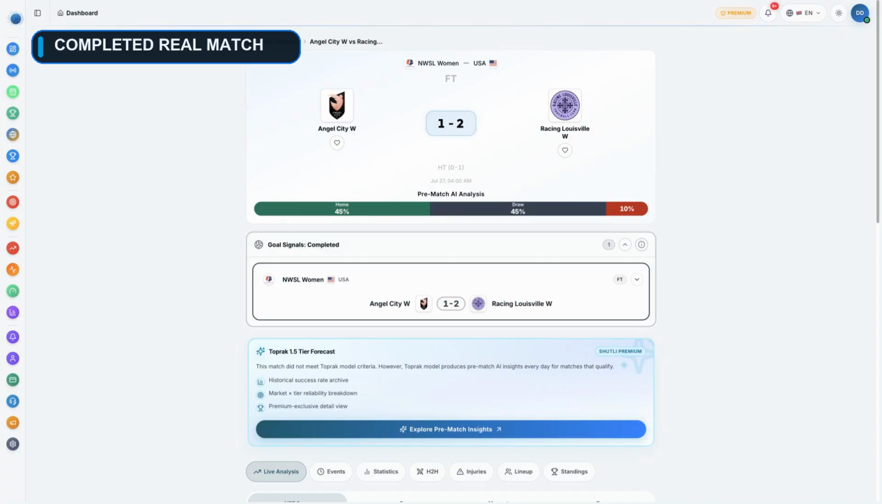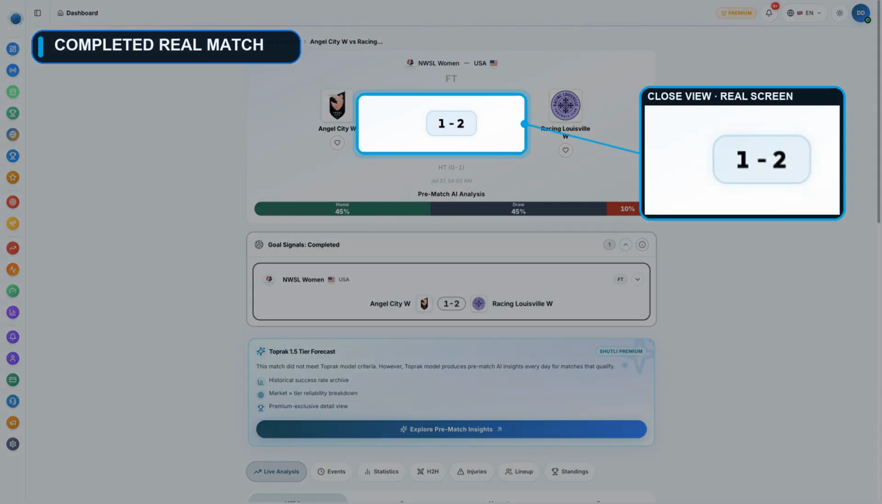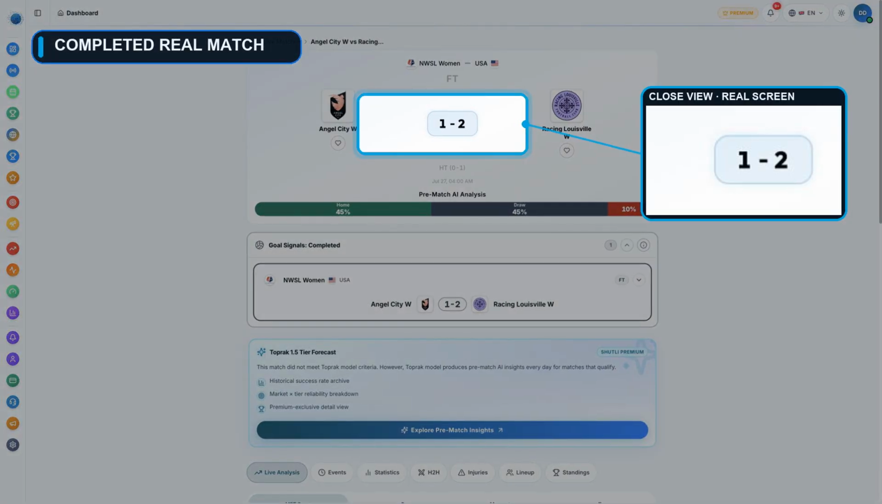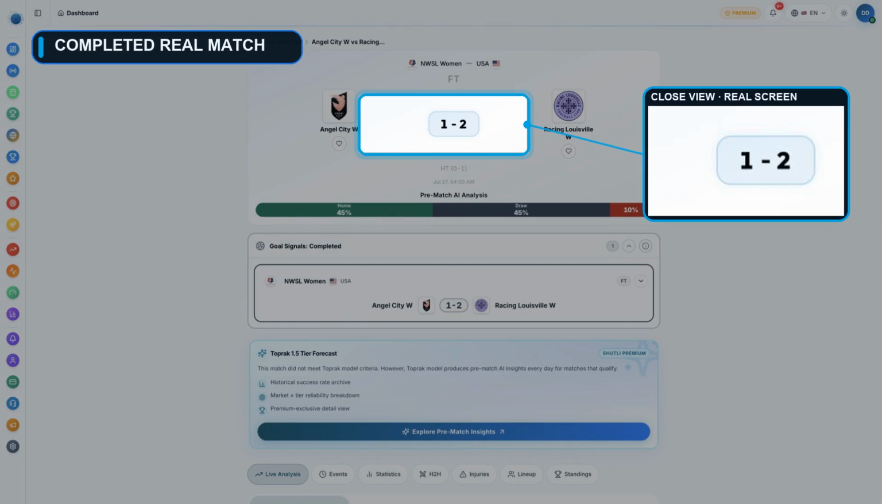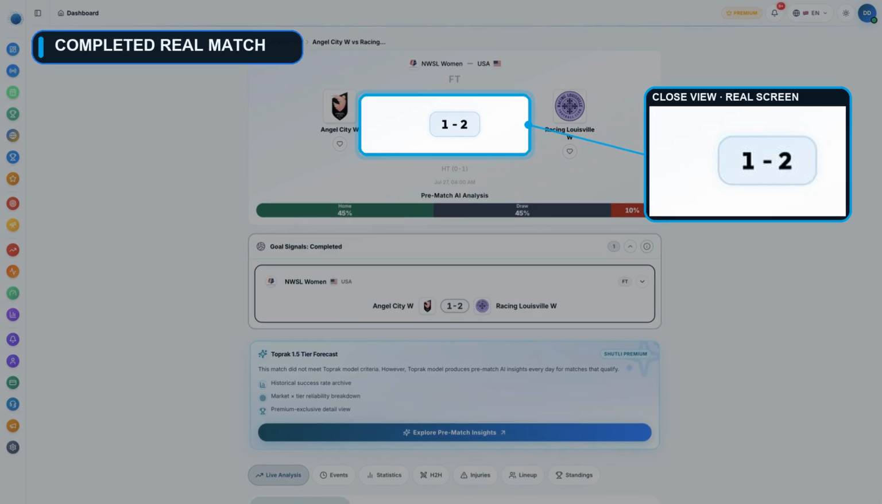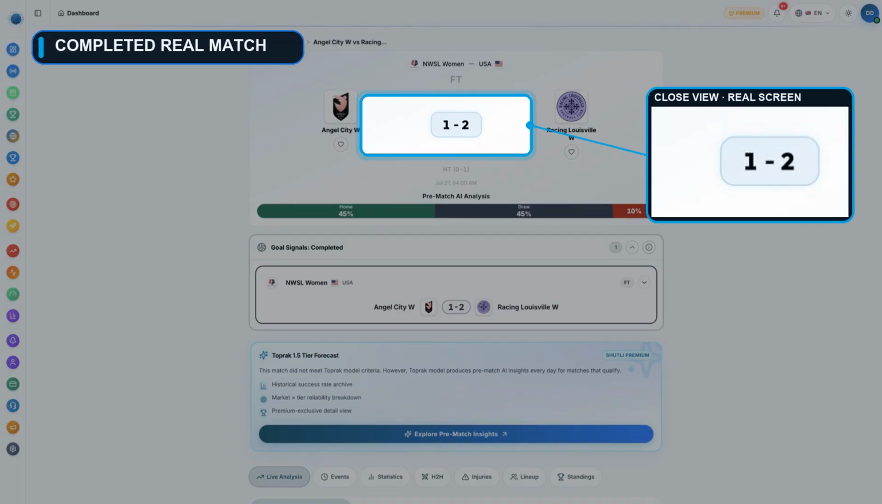what it does not. Our example is the completed real match between Angel City and Racing Louisville. It ended 1-2. Because live values change continuously, a stable, completed example lets us show each area clearly. You can use the same reading order in a live match.